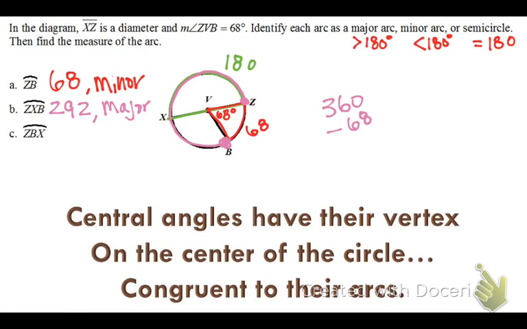All right, and then the last, it says ZBX. So starting at Z, we're going to go left or right around the circle? Or down. ZBX. That's a semicircle, which makes it 180.